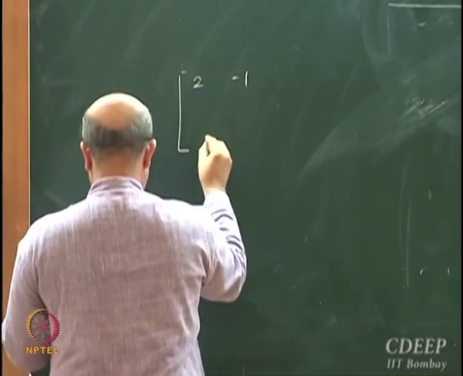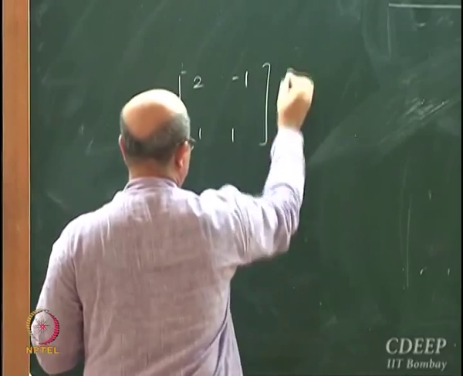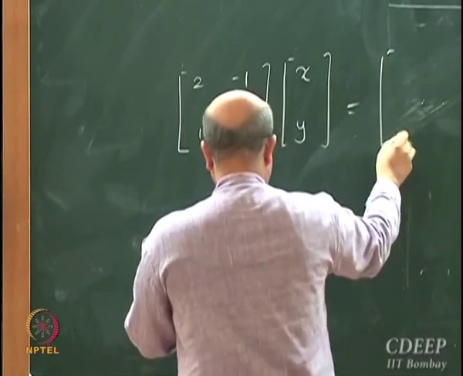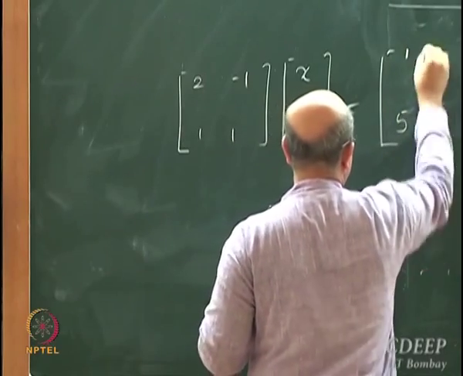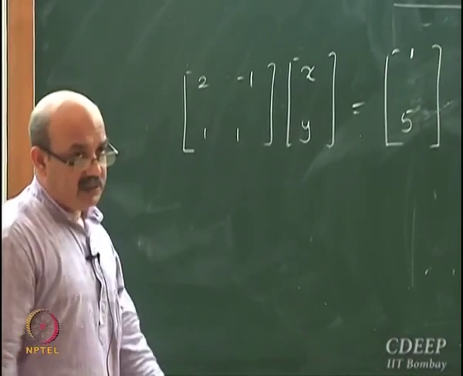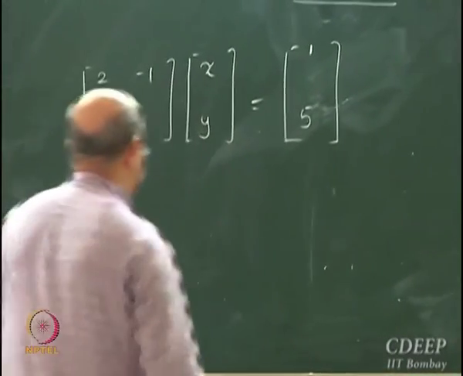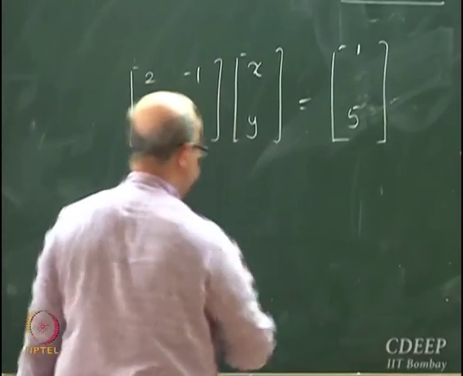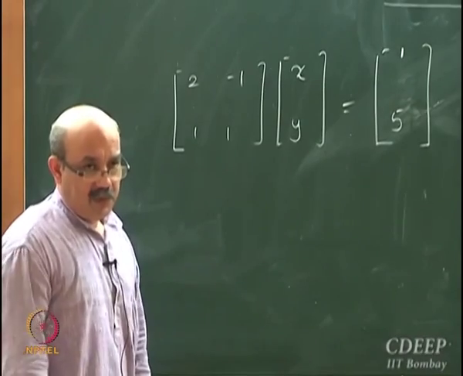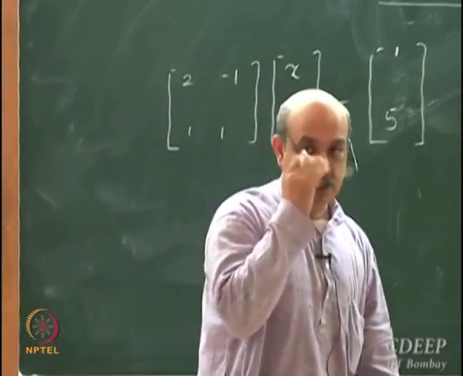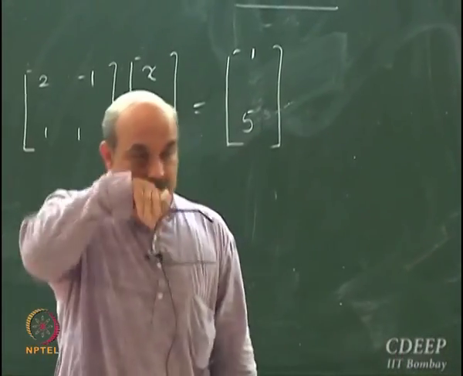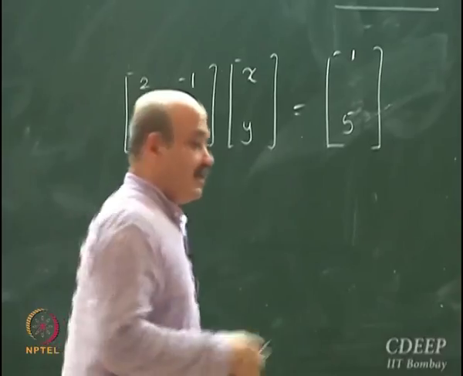Which is the matrix [2 -1; 1 1] times [x y] is equal to [1 5]. Now, there are two viewpoints by which you can geometrically visualize the solution. Well, one viewpoint which is taught in our schools is two lines intersecting, or when it goes to three variables in three unknowns, we talk about three planes intersecting at one point and so on. In general, we can say hyperplanes intersecting.